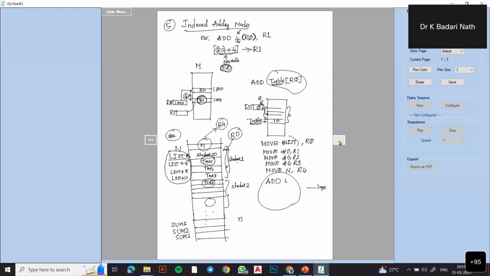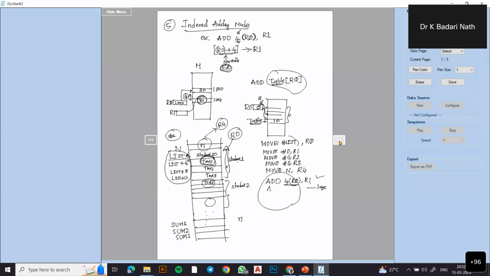Now I can say Add 4(R0), R1. So what does that mean? R0 is pointing to the list. Now, to the R0, how much am I adding? 4. So that means that I'm referring to what? Test 1. So that means I'm adding the contents of the memory location pointed to by R0 plus 4, and that value I'm adding to where? To the R1 register. Now you got the idea.